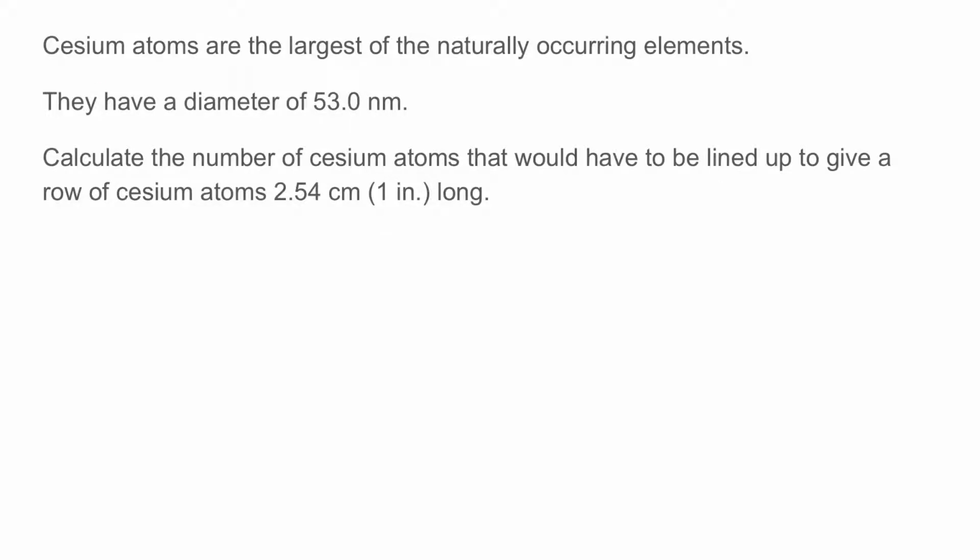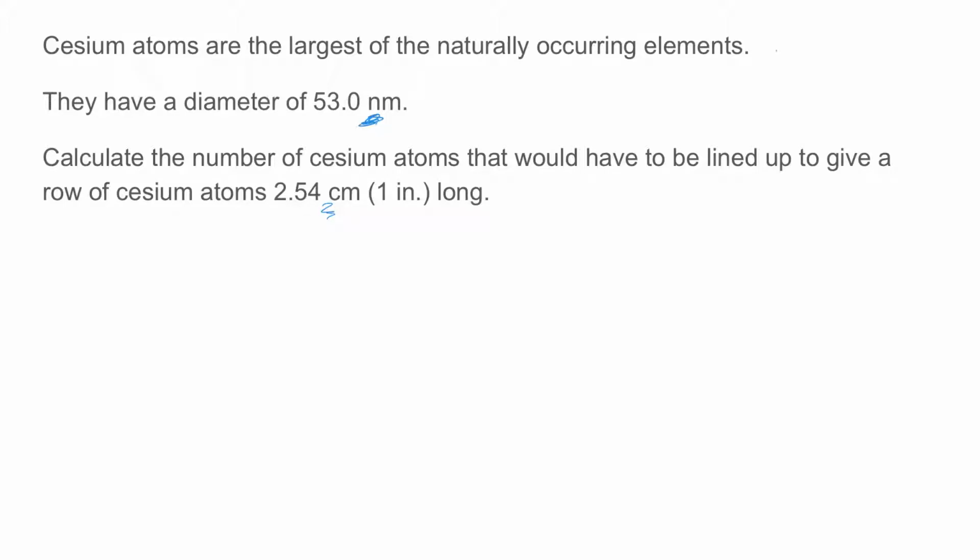Cesium atoms are the largest of the naturally occurring elements. They have a diameter of 53 nanometers. Calculate the number of cesium atoms that would have to be aligned to a row of cesium atoms 2.54 centimeters long. So I think it's easiest to think about this as these prefixes do not match.